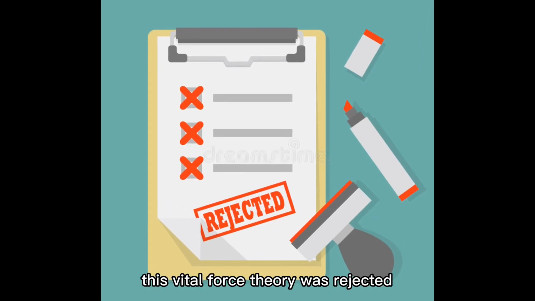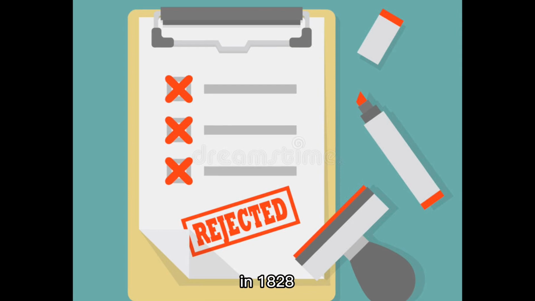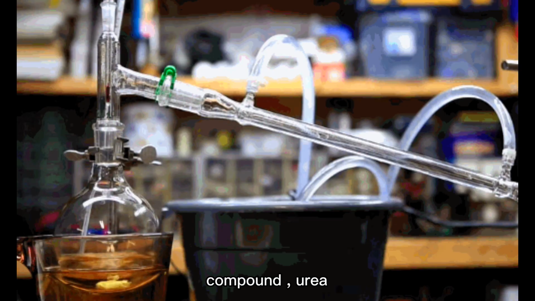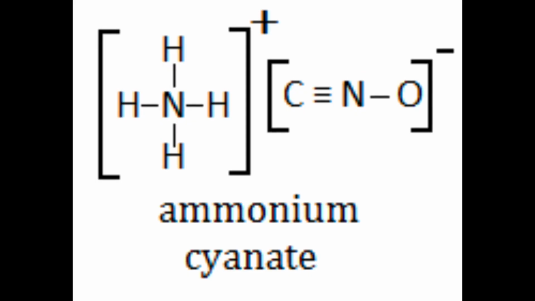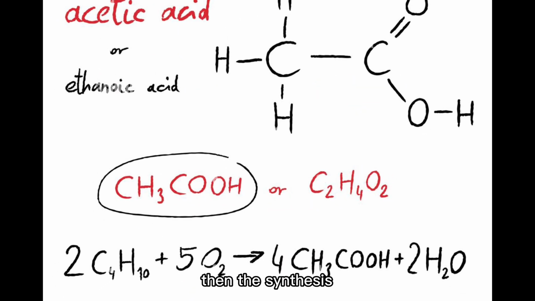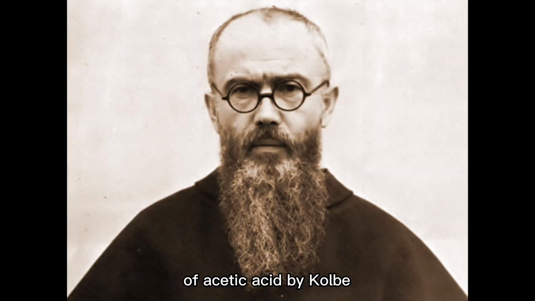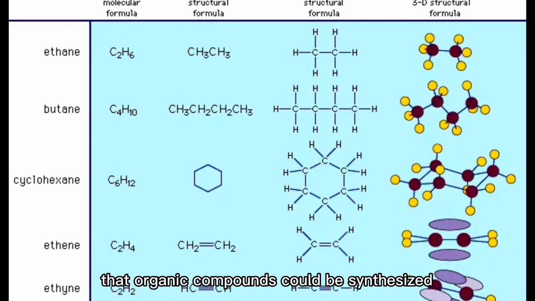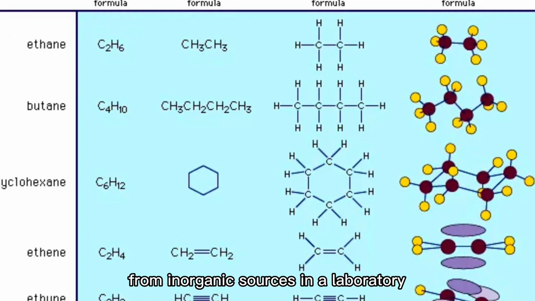However, this vital force theory was rejected in 1828 when Wöhler prepared an organic compound, urea, by heating ammonium cyanate, an inorganic compound. Then the synthesis of acetic acid by Kolbe showed conclusively that organic compounds could be synthesized from inorganic sources in a laboratory.